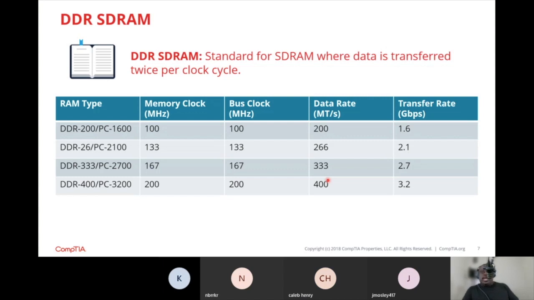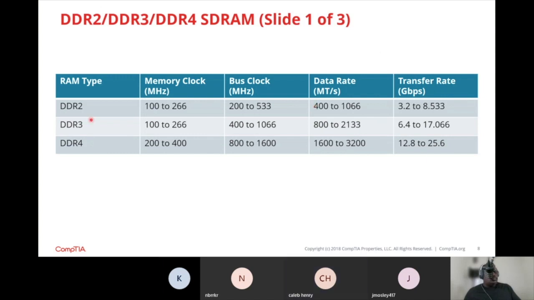Because the difference is that you would only go out and buy this. You won't go out and get, oh, let me get two DDR 400s and a DDR 333. Or you would need to go get, because these don't intersect with each other. Like neither do these. So DDR2, the memory clock can move at 100 to 266. It's going to transfer from 3.2 to 8.5 gigabits per second.